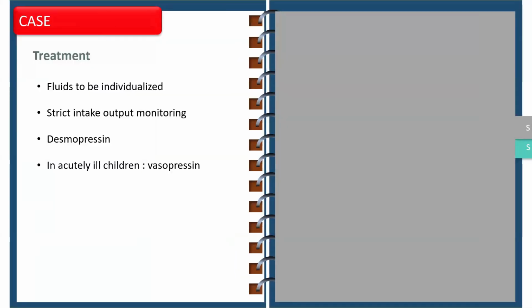Strict intake and output monitoring needs to be done, and fluids need to be individualized as per their sodium and osmolality levels. One may start with isotonic fluid and monitor the trend of sodium with these fluids. In acutely ill patients, vasopressin infusion may be helpful, and in chronic phases, desmopressin is useful.